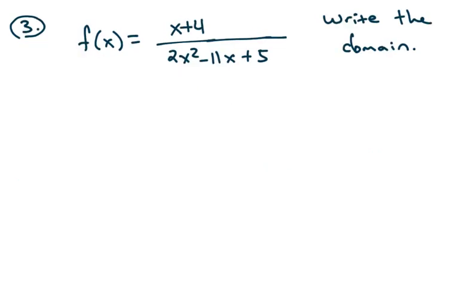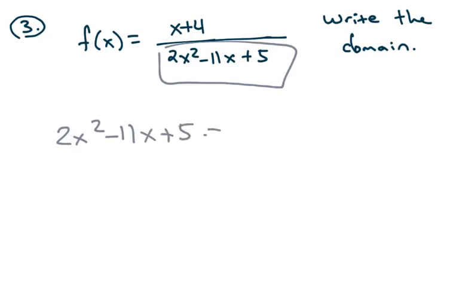Moving right along, what happens in number 3? Well, we still want to say the denominator can't be equal to 0, but we have a problem here. The problem with the denominator is we have a trinomial. But we know how to factor a trinomial.